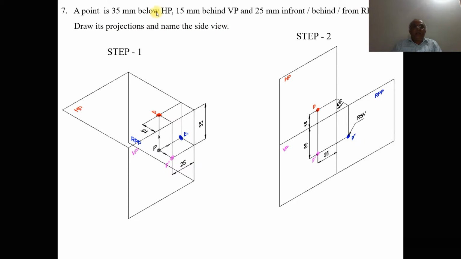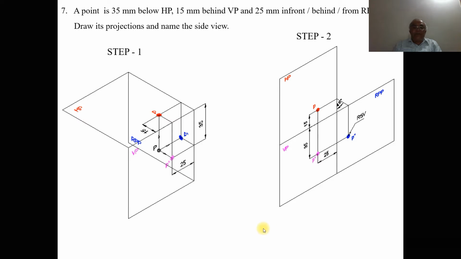Here the condition given is below HP and behind VP, so obviously it should be in the third quadrant, and since it is behind VP, obviously it should be behind RPP, and name the side view. When you look from the right side, only then will the point be behind RPP. So obviously the image you get in the right profile plane is going to be the right side view. Now we are going to analyze this.